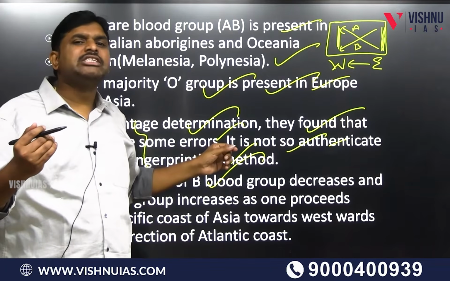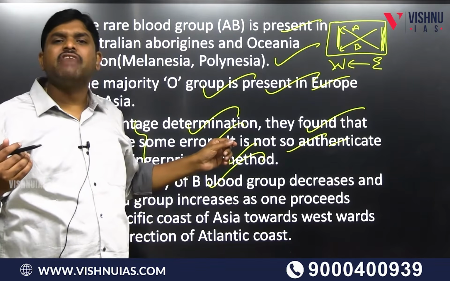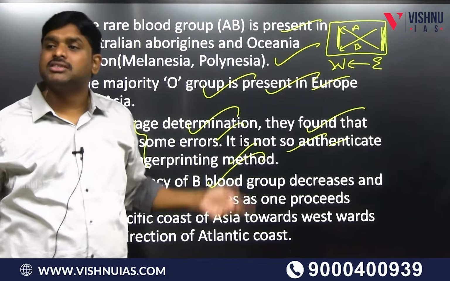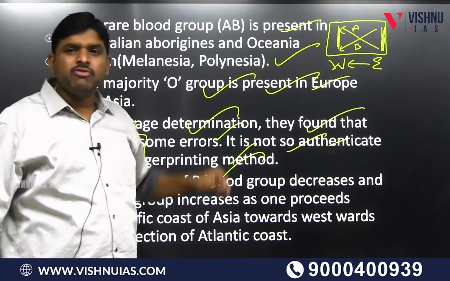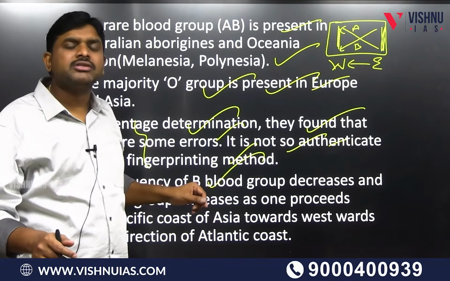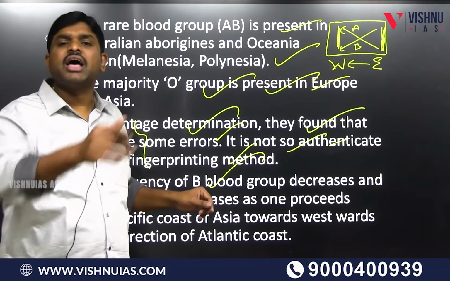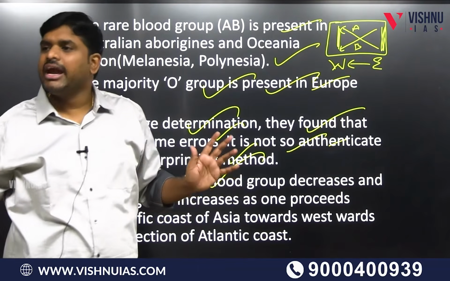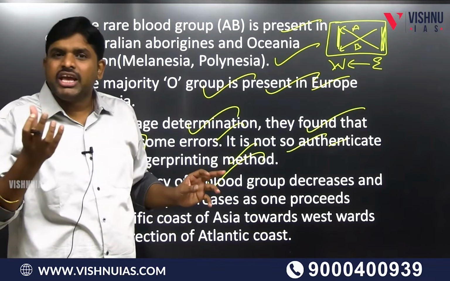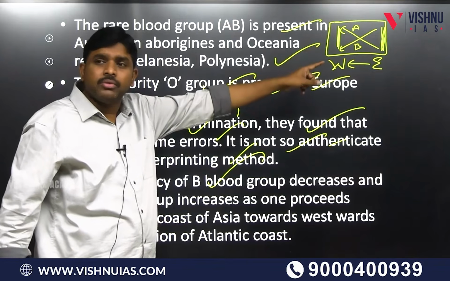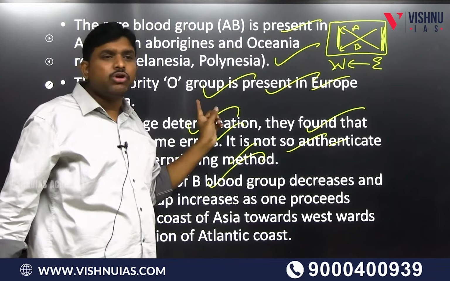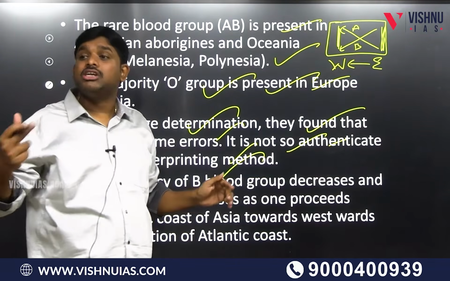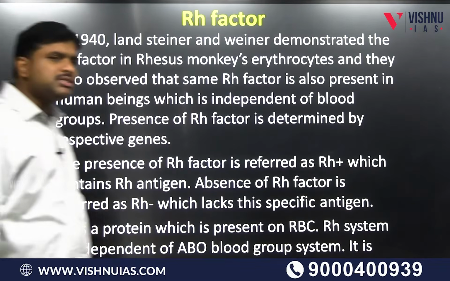If B blood group is 90% of the people in Australia, by the time I reach India it is 40%, by Africa 30%, by Europe 20%, and by South America 10%. Whereas A blood group in Australia is 5%. As I reach China it is 10%, India 30%, Europe 50%, America 80%. So as one moves from the Pacific coast in the east to the Atlantic coast in the west, B blood group people decrease and A blood group people increase. That is called frequency variation. That is ABO blood group.